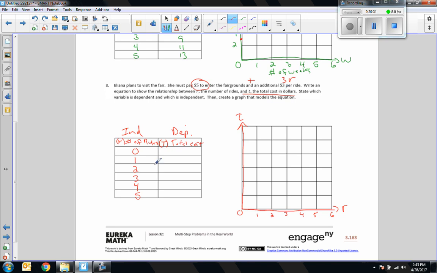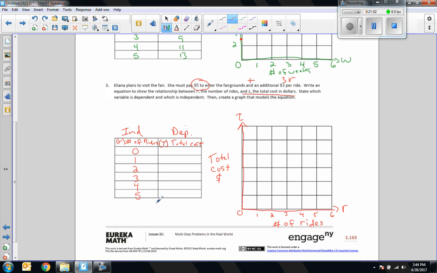So let's see, we want to go up to, let's think about this. If I plug in 5, let's do a calculation first before we just think about what we're going to put here. Down here is the independent variable, and that's going to be number of rides. And over here is going to be total cost in dollars.